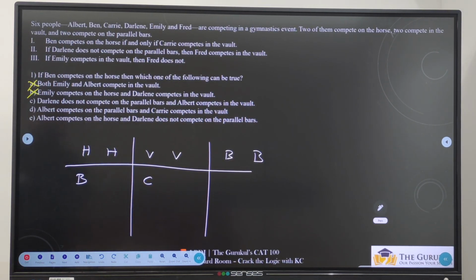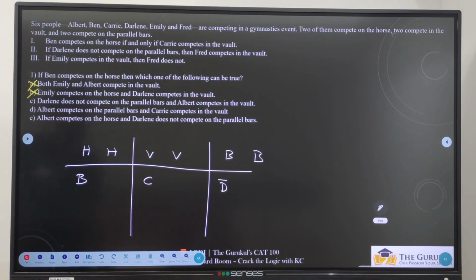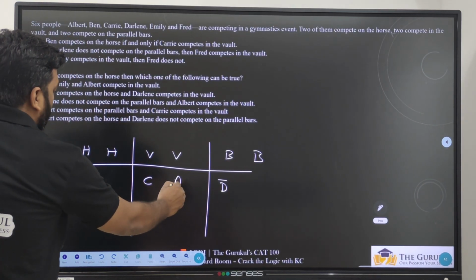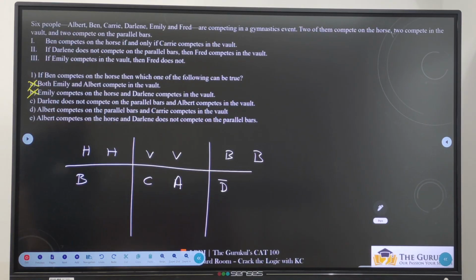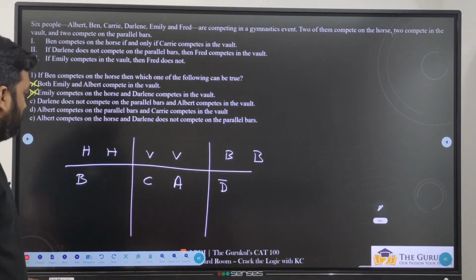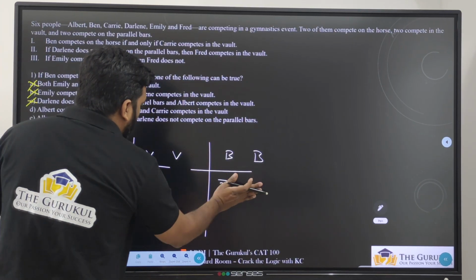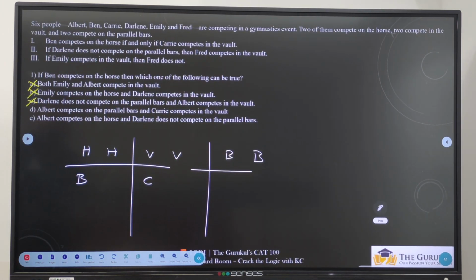Next option: D does not compete on parallel bars. So D is not competing here. And A competes in the vault. A is competing here. D is not competing in bars, which means F should compete in vault. But there is no place for F. Already C and A are occupied. So this is also not happening. Remove.